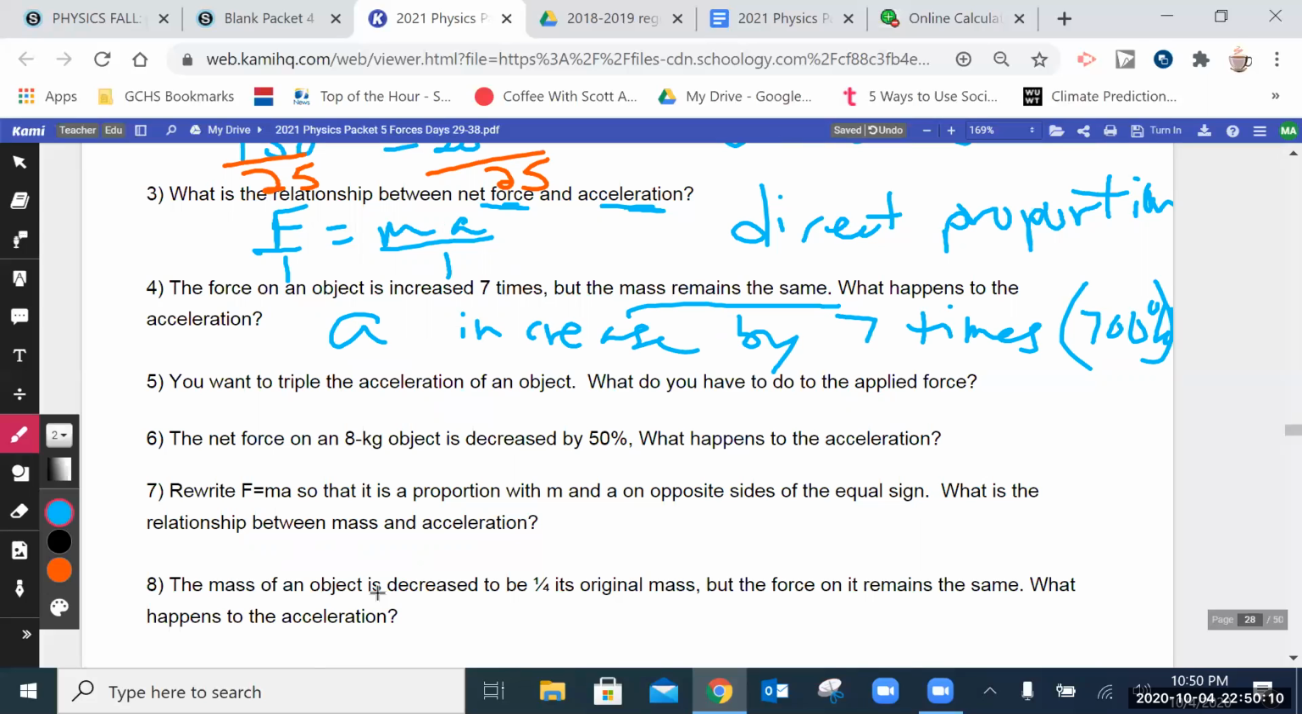Number five, if you want to triple the acceleration of an object, what has to happen to the applied force? The acceleration and the force are directly proportional, so whatever happens to the acceleration has to happen to the force. It triples as well.